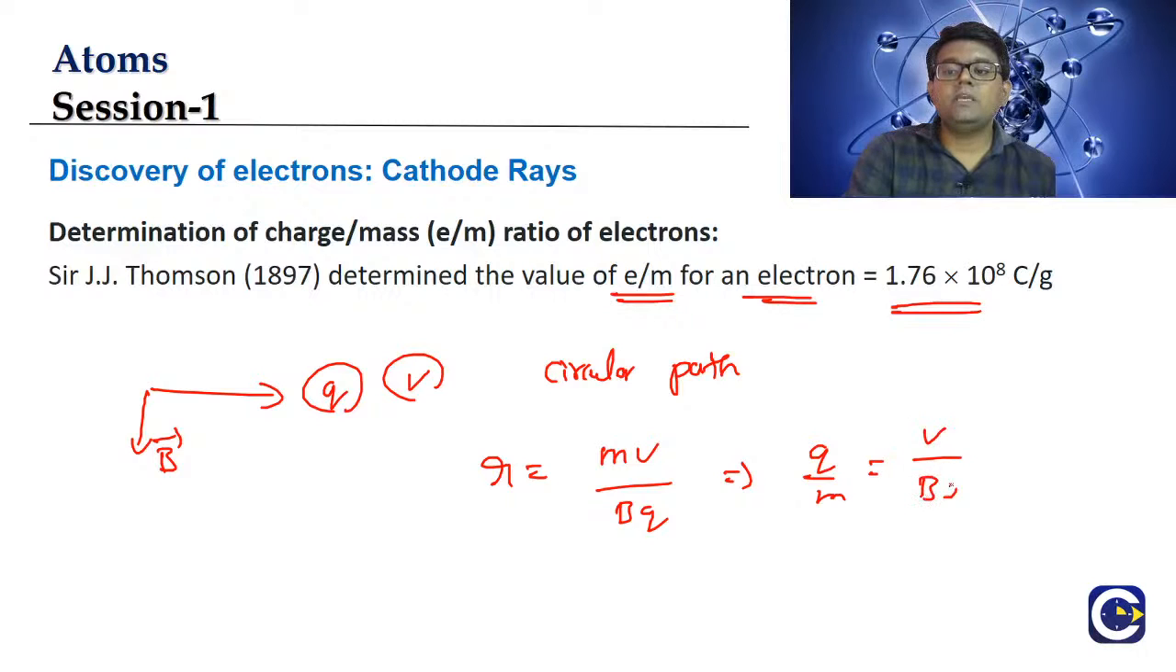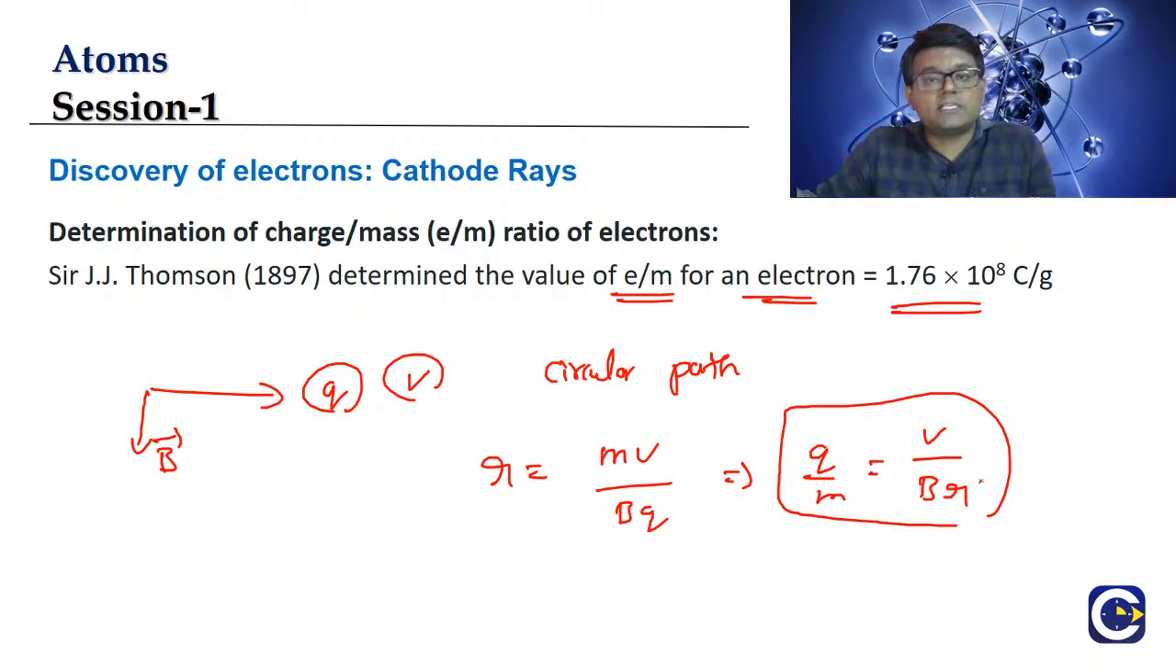V by B into r. Because v is the velocity with which we are moving the charged particles, that is already there with us. B is the magnetic field that is created in the place, and r is the radius of the circular path that the charged particles are taking. This is a geometric property.